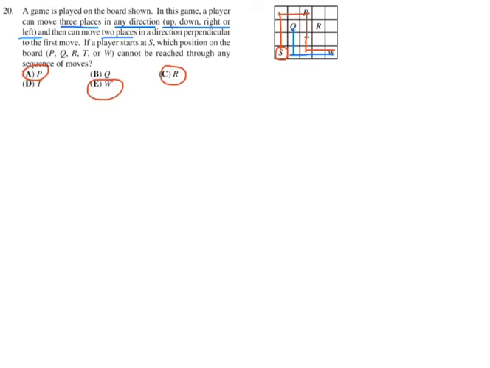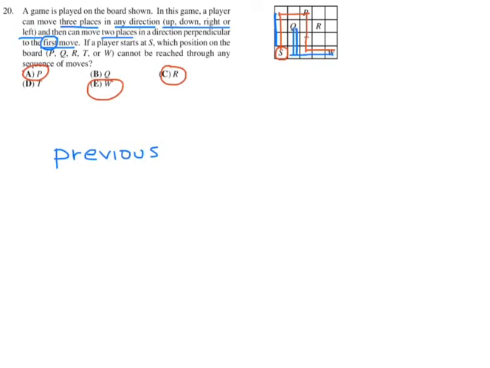Now, this question, I spent a lot of time on this question because this part really confused me, perpendicular to the first move, because watch what happens when you go from here to here, right? Right there. Is that perpendicular to the first move? It is not. It's parallel to the first move. What I think is that they should have written move 2 places in a direction perpendicular to the previous move. The word previous instead of first. Otherwise, I have no idea how you get to Q.